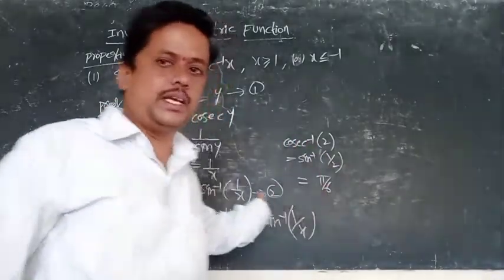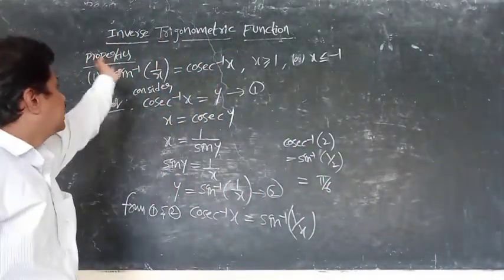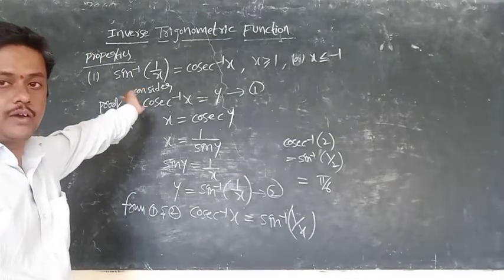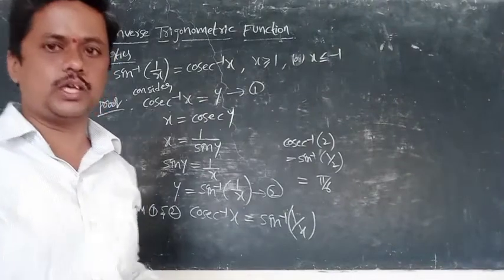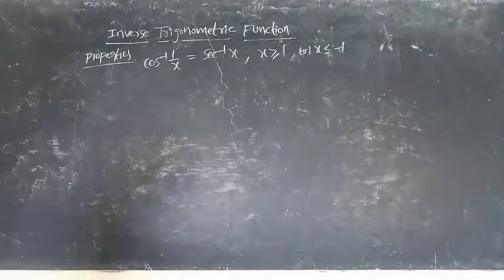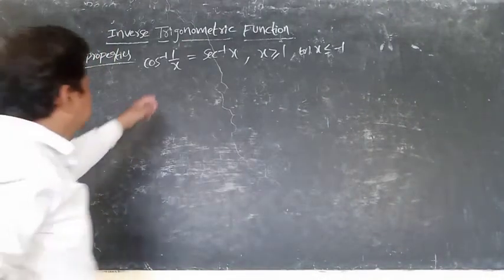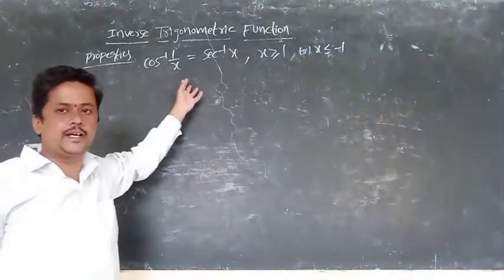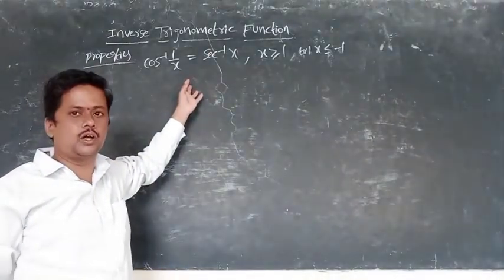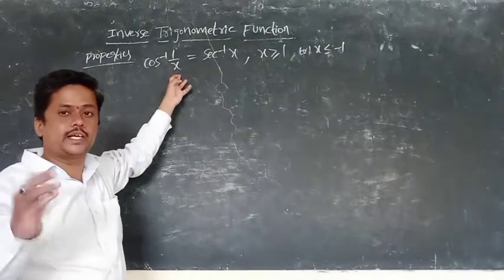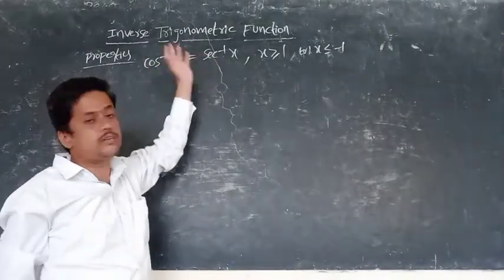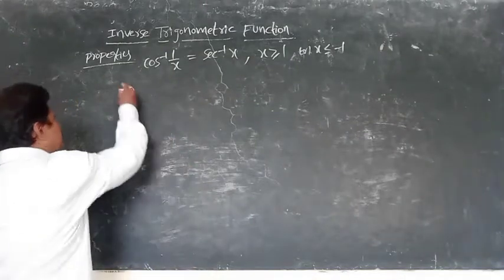Like that, we can easily find it. This is a property. Other properties are also there. I will do one property and leave another as homework. See, this is another related property, cos inverse of 1 by x, which is secant inverse. Proof.